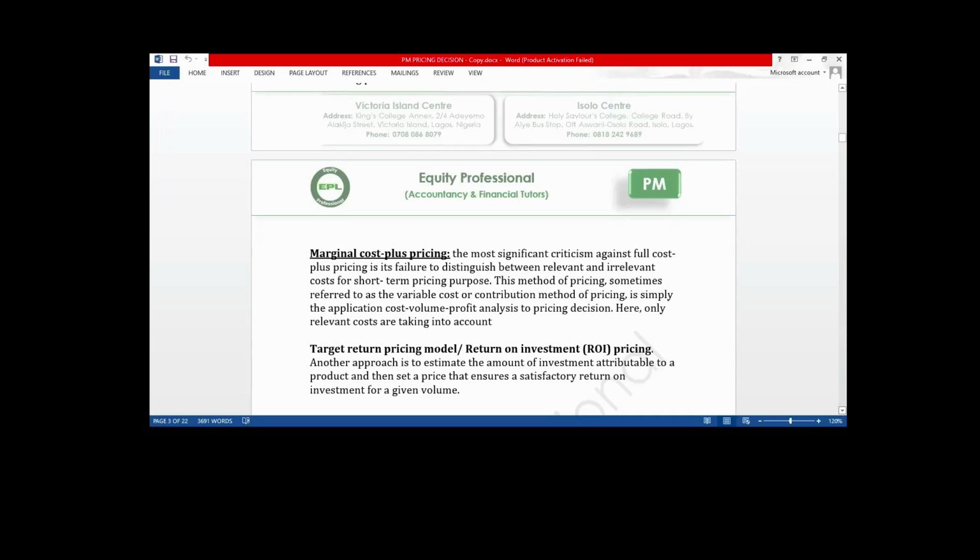I'll take that again. For return on investment pricing method, you are going to calculate the total investment required to be able to achieve production. Thereafter, you are going to calculate the expected return on investment. The expected return on investment will be added to the total cost of the product.